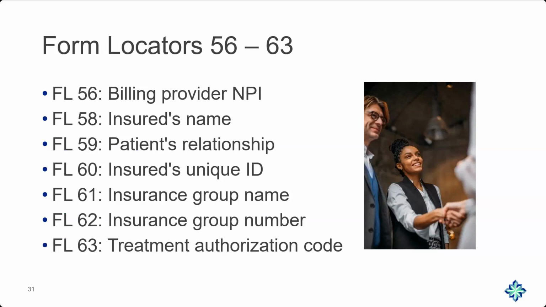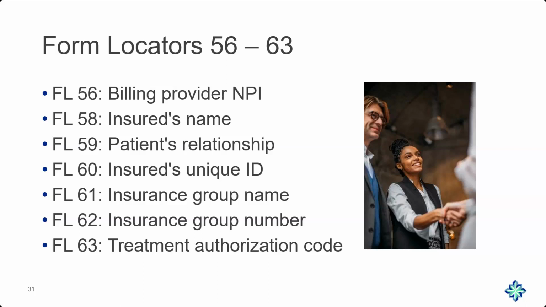All right, form locator 56. This is the billing provider's NPI. And then we go to 58, which is the name of the individual under whose name the insurance benefits are carried. Then we have 59, which is the patient's relationship to the insured. Some of our primary insurances aren't through our patient, but are through our patient's spouse, parent, responsible party, etc.